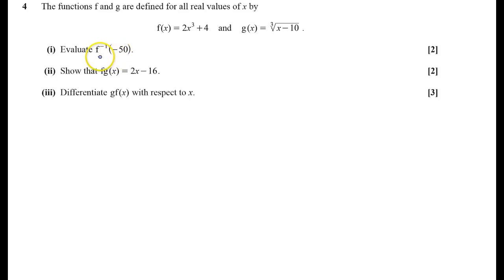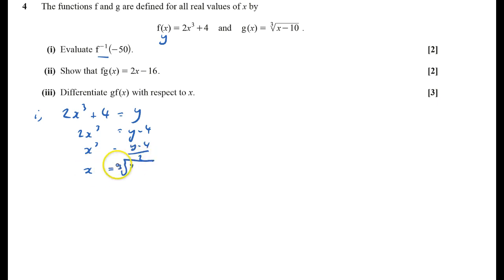For part 1, I want to find the inverse function, so I let y equal this and then rearrange it to get x equals. So for part 1, I've got 2x cubed plus 4 equals y. So 2x cubed equals y minus 4. So x cubed equals (y minus 4) over 2. So x equals the cube root of (y minus 4) over 2.